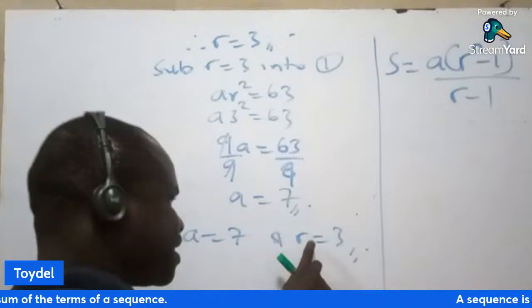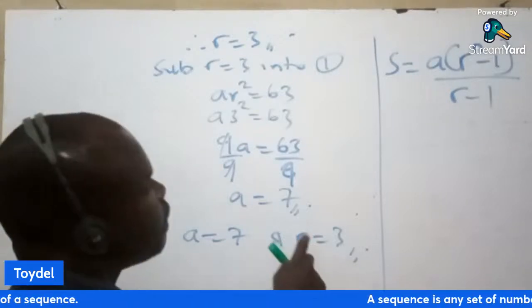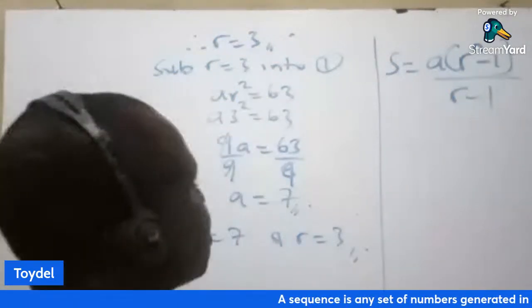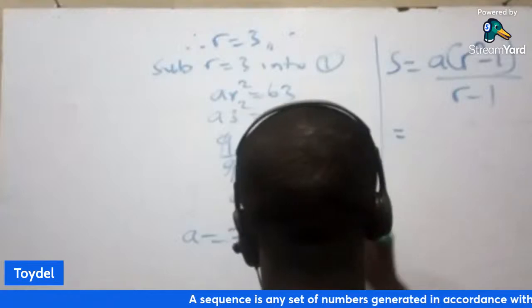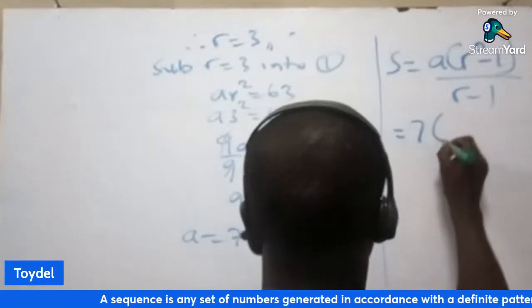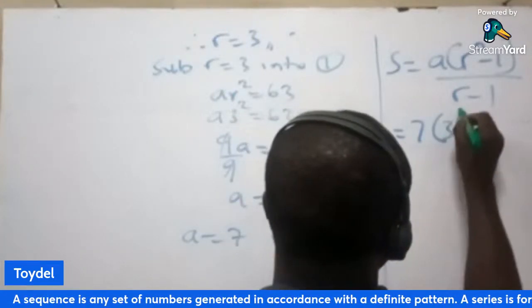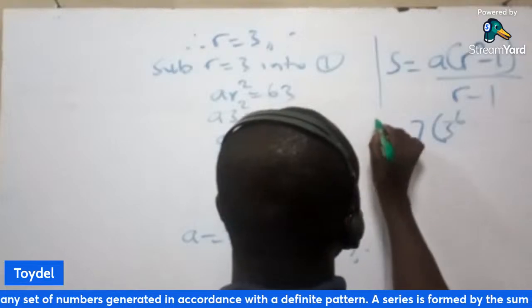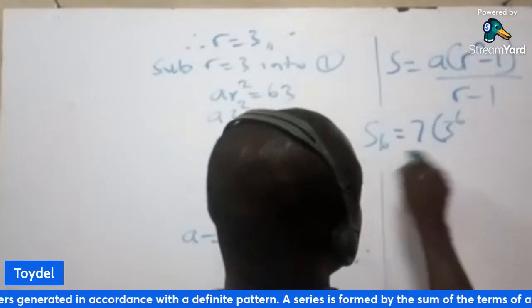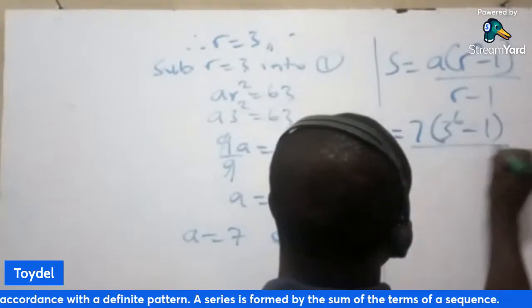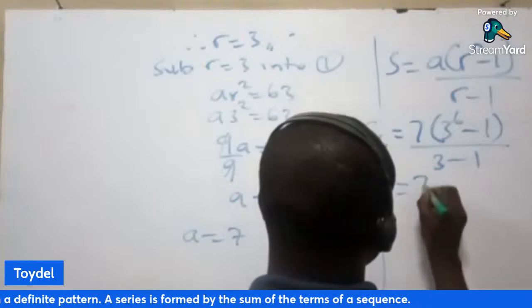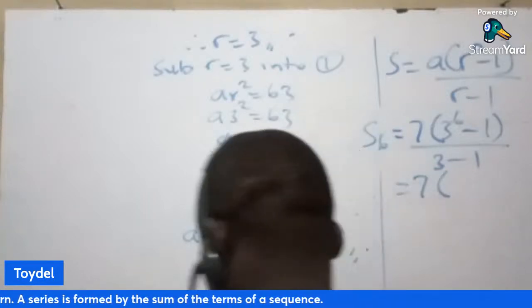Because the value of r is greater than 1. If the value of r is less than 1, then we go ahead and use the second formula. So the value of a is 7, r is 3, and we have 3 raised to power 6. We want to find the sum of the first 6 terms, when n equals 6: 3 to the power 6 minus 1, all over 3 minus 1.